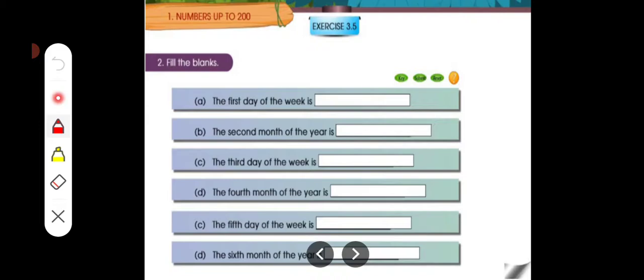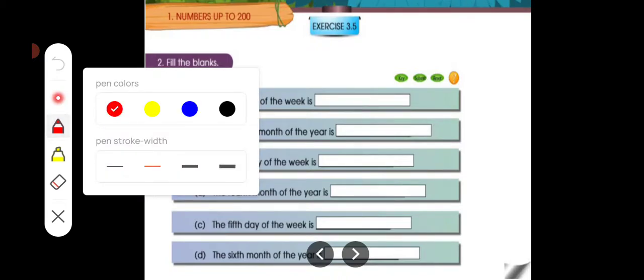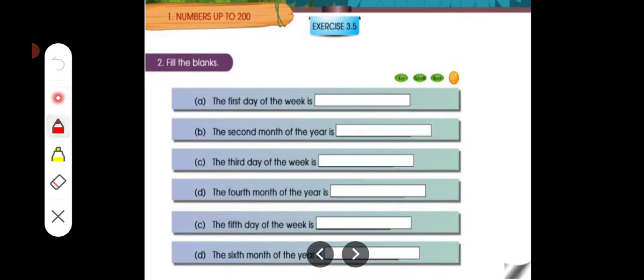Is it, children? This is fill in the blanks. The first day of the week is, which one is the first day of the week? When you are going to school, first day. Yes, very good. It's Monday. Monday is the first day. The second month of the year is blank month. First one is January and second one is February. Yes, very good. The second month of the year is February.